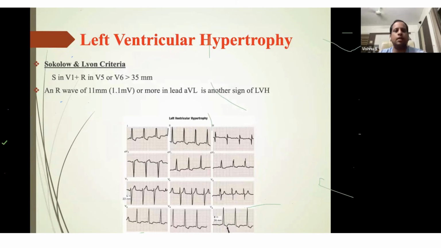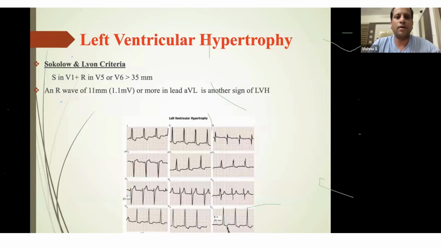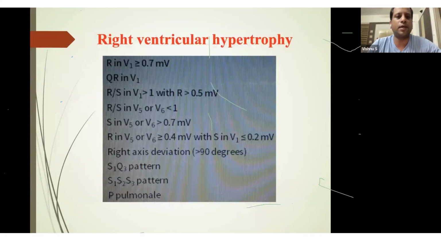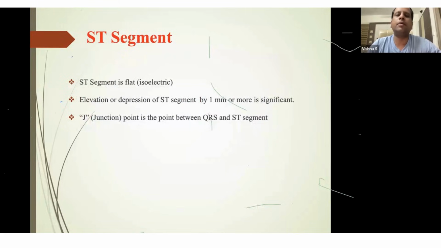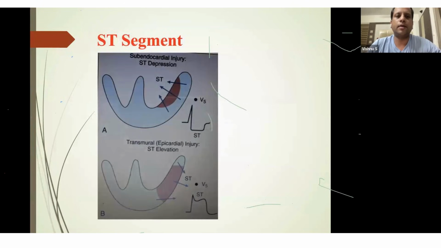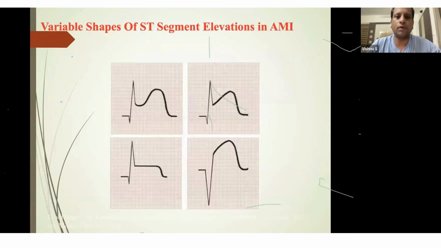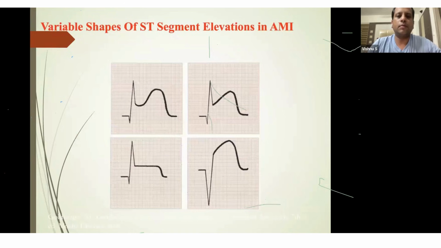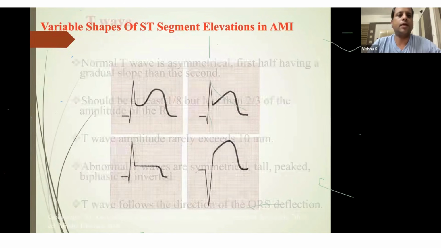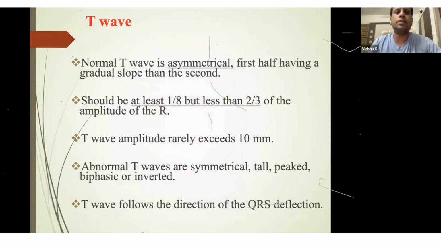I think we discussed these things already, and it will be boring if there is more. Right ventricular and left ventricular hypertrophy we can discuss later. I think we can go to the ST segment. We will be discussing it in the ischemia part in the next module, and the ischemic T waves also at that time. Before that, I will just touch on the T waves.